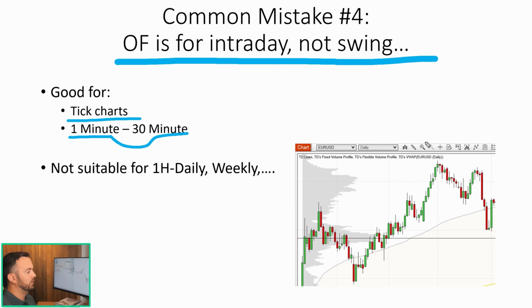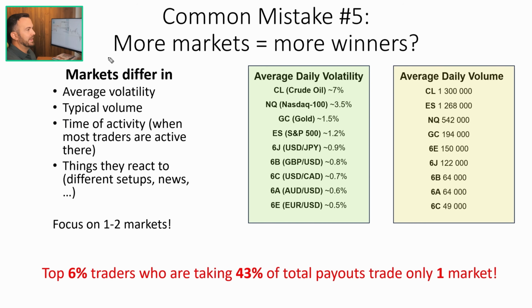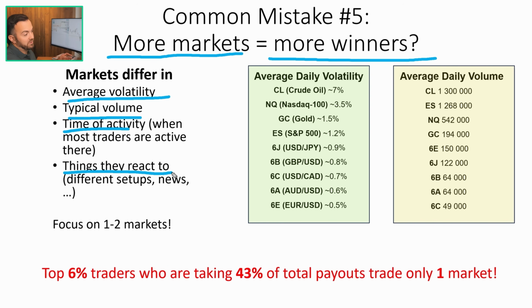That's the volume profile. Now, another common mistake is that people think that if they trade more markets with order flow, they'll have more winners. But the truth is, they probably won't. Markets differ in so many things. They differ in average volatility, typical volume, time of activity when most traders are active there, things that they react to, different setups, different kinds of news. So every market is different. You can't apply the same thing on every market.